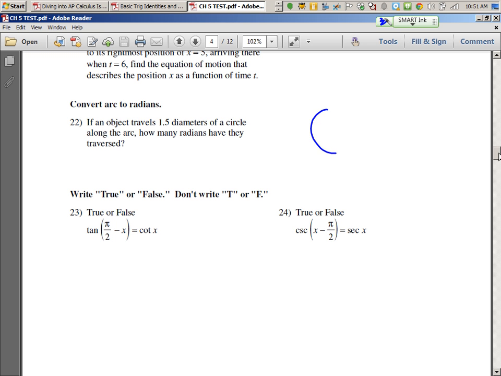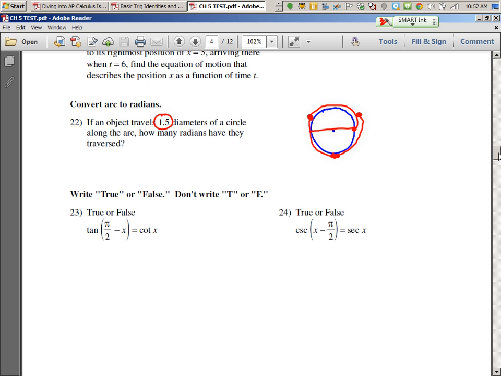Here's a circle, and we're going to travel along the circle 3 diameters. Okay, so that's kind of weird. We're going to start here maybe. 1 diameter is about this long. I'm going to wrap that onto the circle 3 times. So I'm going to go 1, 2, 3. Weird. How many radians is that? Yeah, it's 3 radians.